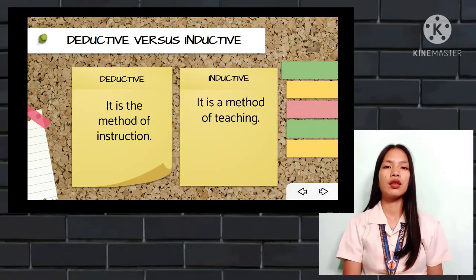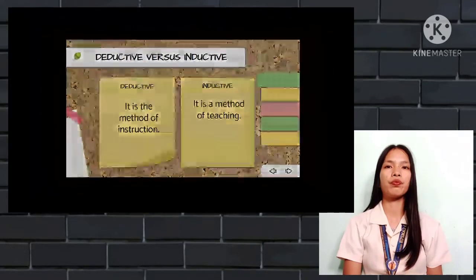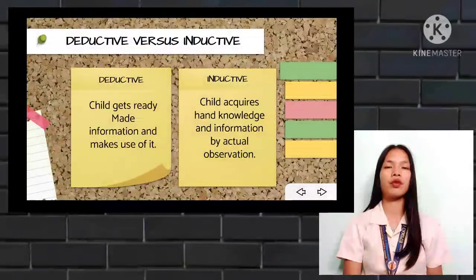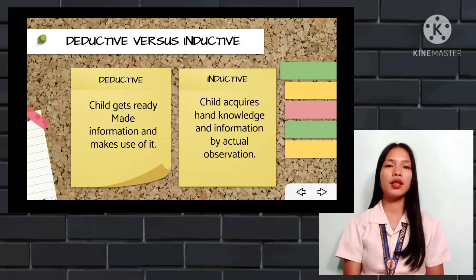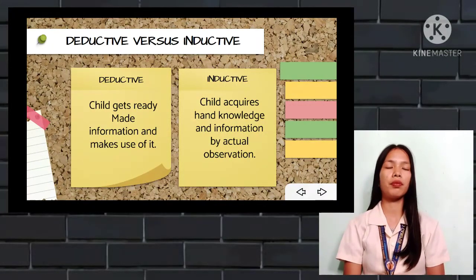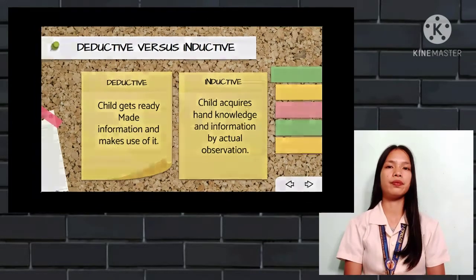Third, the deductive method is a method of instruction, while the inductive method is a method of teaching. In the deductive method, the child gets ready-made information and makes use of it, while in the inductive method, the child acquires knowledge and information by actual observation.